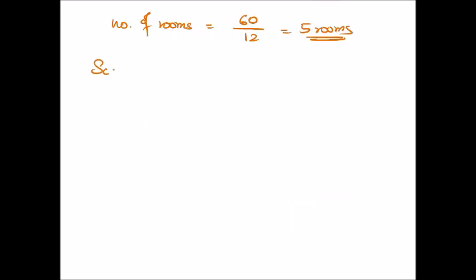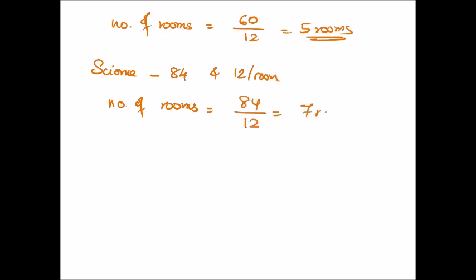Now move on to Science. Science is 84 teachers and 12 per room. So number of rooms is equal to 84 divided by 12, that's equal to 7 rooms.